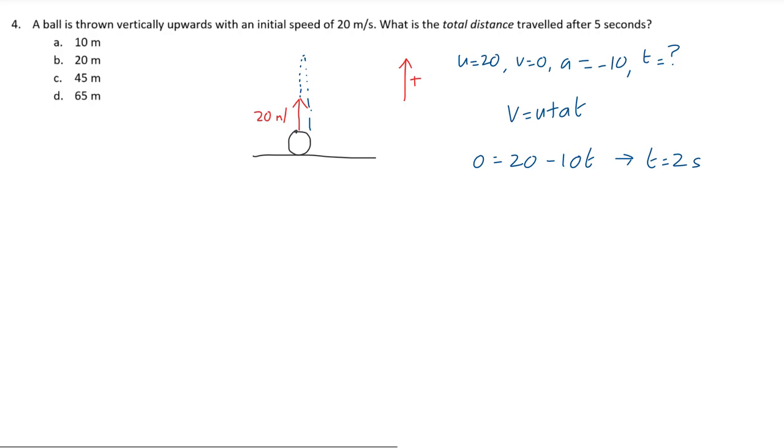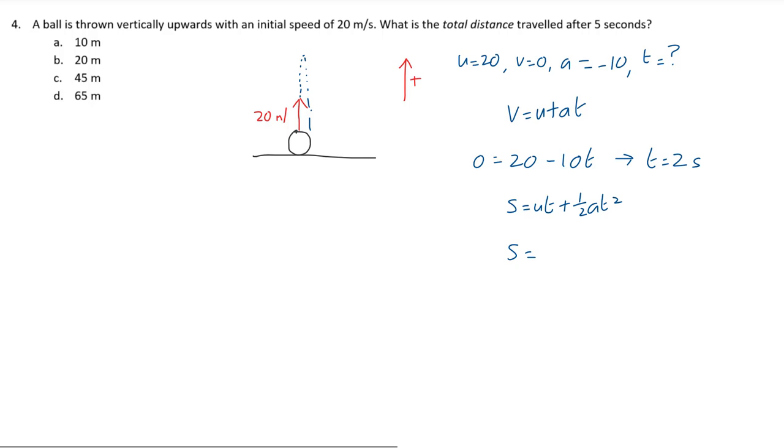For the first 2 seconds, well, we know everything except for displacement. We know u, we know v, we know a, and we know t. Therefore, we can use any equation of the 4 equations that has displacement in it. I will choose s is equal to ut plus a half at squared because it has s by its own on the left and I won't have to do any rearranging.